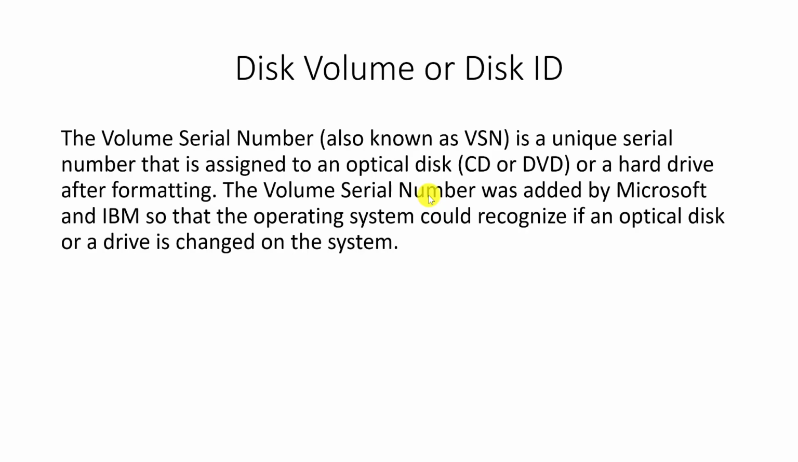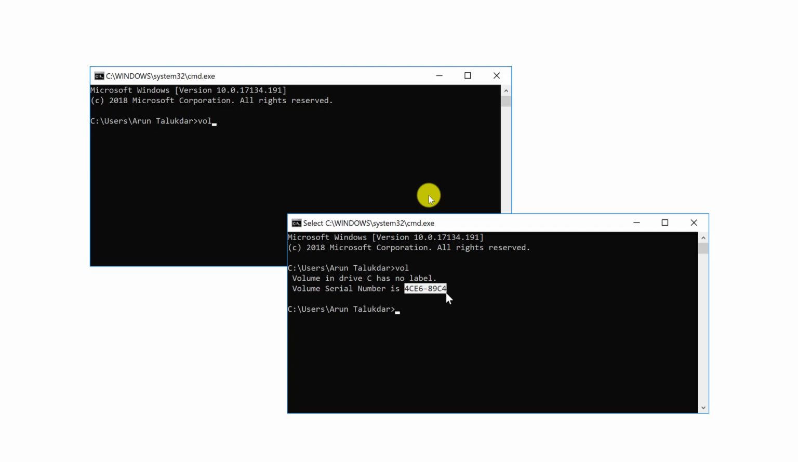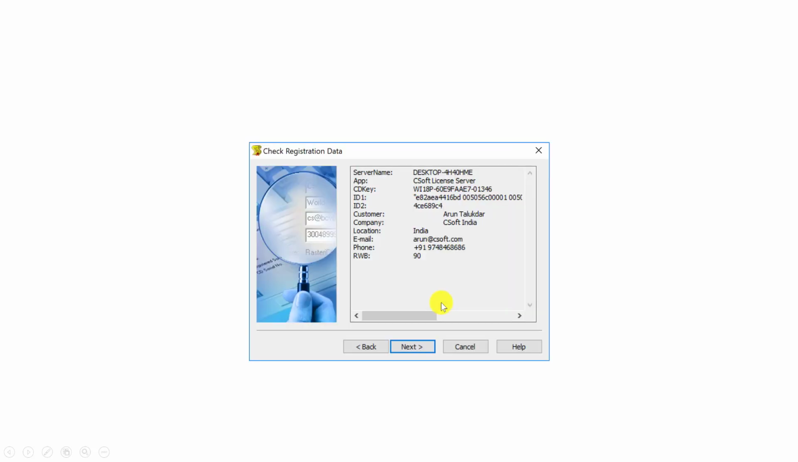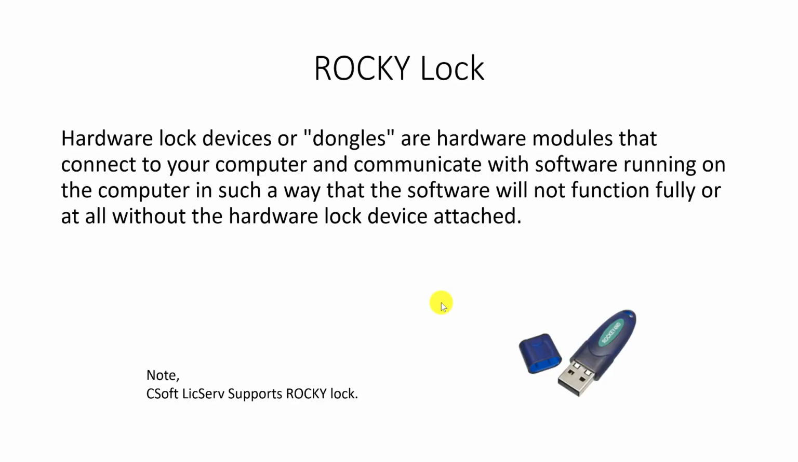Now let's talk about the disk volume ID or disk ID. This is also a unique ID of a system that will be used to generate a license for CSoft. To find the disk volume ID, go to the DOS prompt, type the command VOL and hit enter. It will display the disk volume ID. You can also get the disk volume ID from the registration wizard as we already discussed.